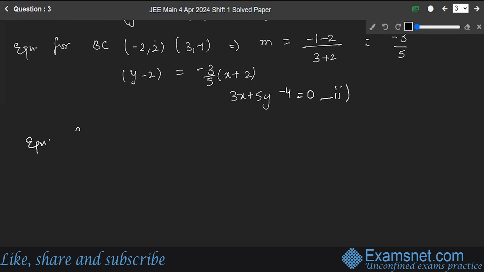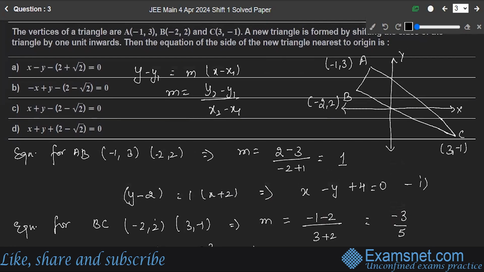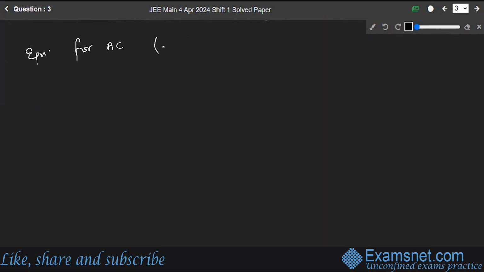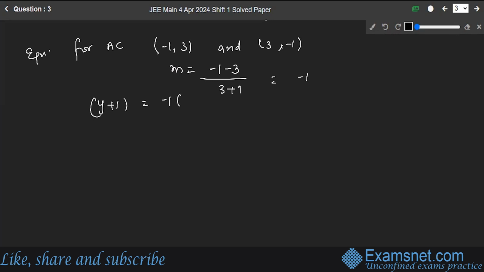Now let's frame the equation for AC. A has the coordinates -1 and 3, and C has 3 and -1. So you will have the slope as -1 minus 3 upon 3 plus 1, which is equal to -1. So let's frame the equation for AC as well. This will be y plus 1 is equal to -1 into x minus 3, which will be x plus y minus 2 is equal to 0. Let's say this is your third equation.